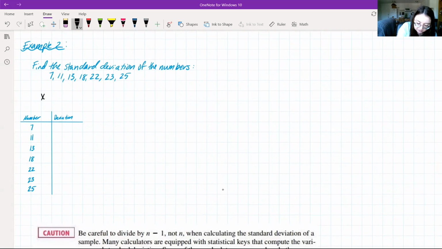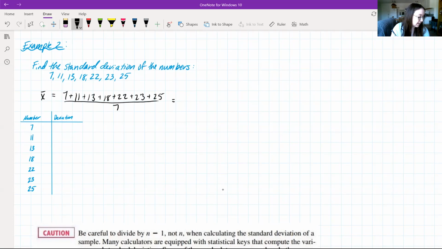We know our mean is going to be x bar. We have all of our values here. It's going to be 7 plus 11 plus 13 plus 18 plus 22 plus 23 plus 25, divided by our number of numbers, which is 7. We add all these values together and get 119 divided by 7, which is 17. So our mean is 17.